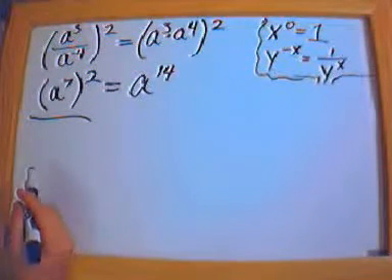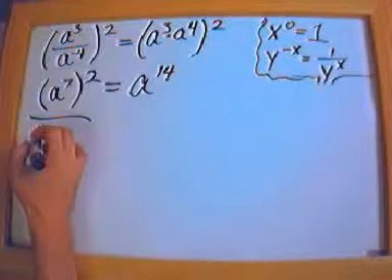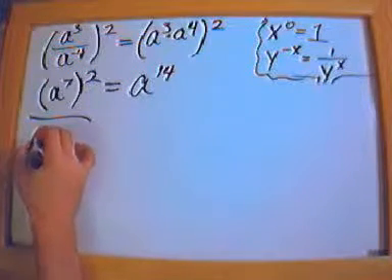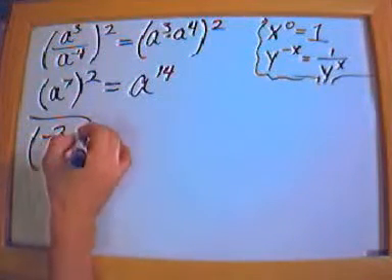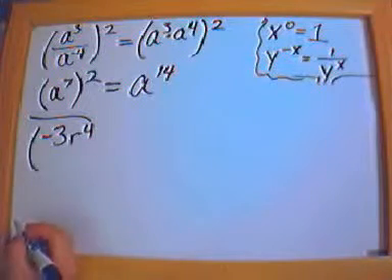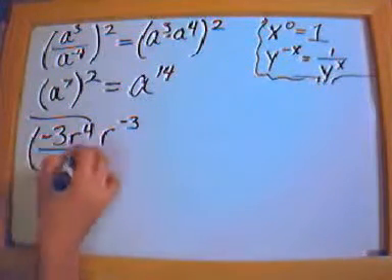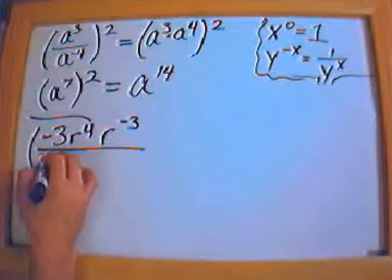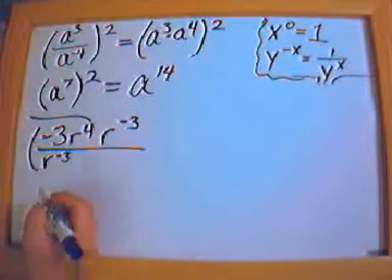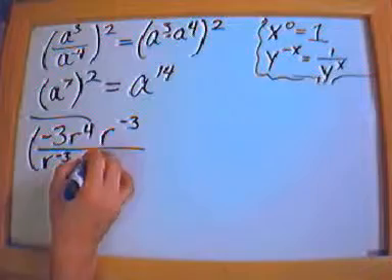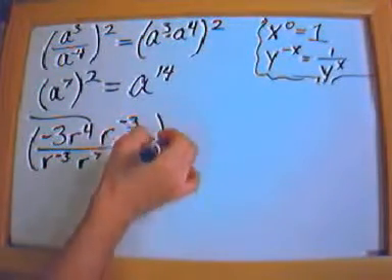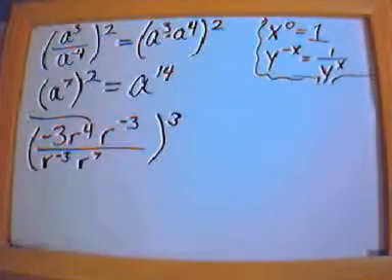Okay. Now let's say we have something a little bit different. Let's say we have negative 3r to the 4th times r to the negative 3, divided by r to the 7th, all raised to the 3rd power.